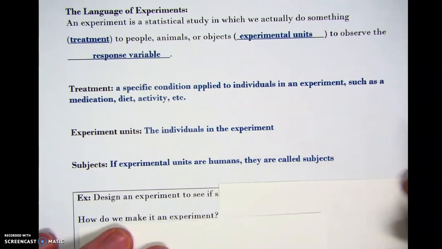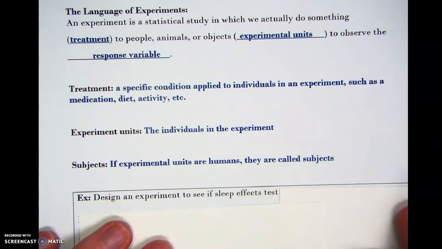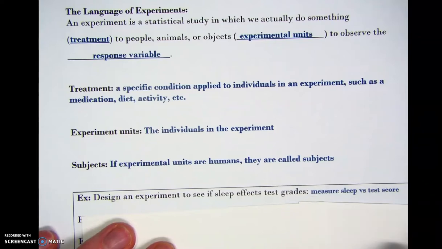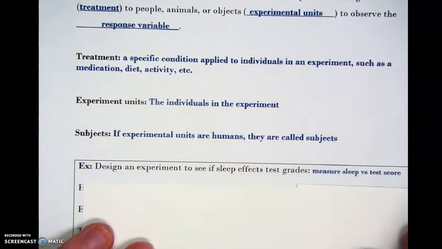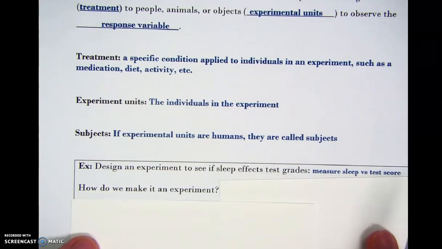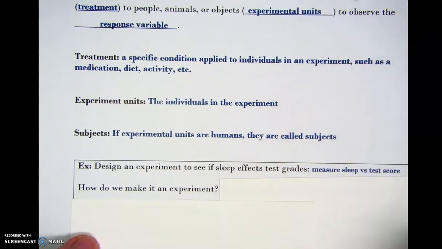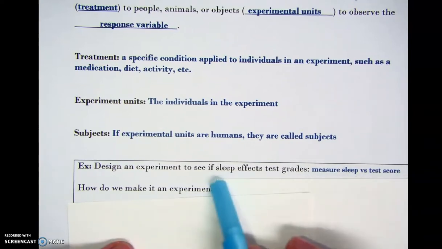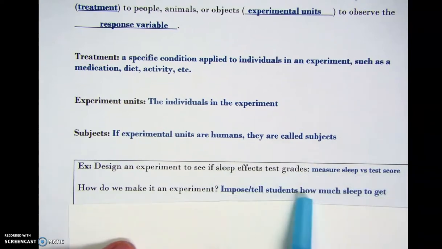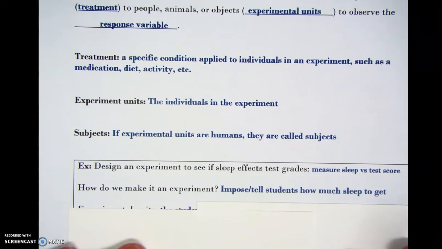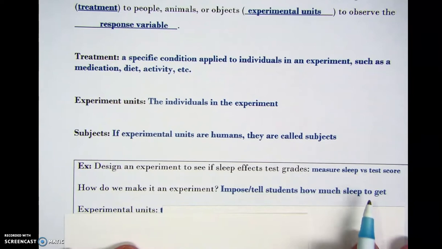We're going to design an experiment to see if sleep affects test grades. So that's our explanatory and our response. We're going to measure sleep versus test score. Now, how do we make it an experiment? If we simply ask students how much sleep they got and what their test score was, that's an observational study. How do we turn that into an experiment? Turn it into an experiment by imposing or telling students how much sleep to get. We specify you're going to sleep for this many hours, or you're going to go to bed for this many hours, and see what test scores they get afterward.